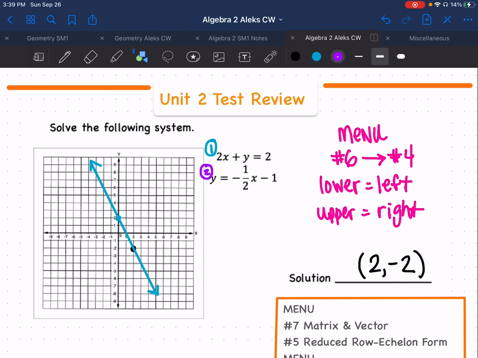Then from equation 2, I need its y-intercept, which right from my calculator is at -1. And then I'm just going to connect that point to the intersection. There we go, that looks good. And that's it. There's the graphing one.